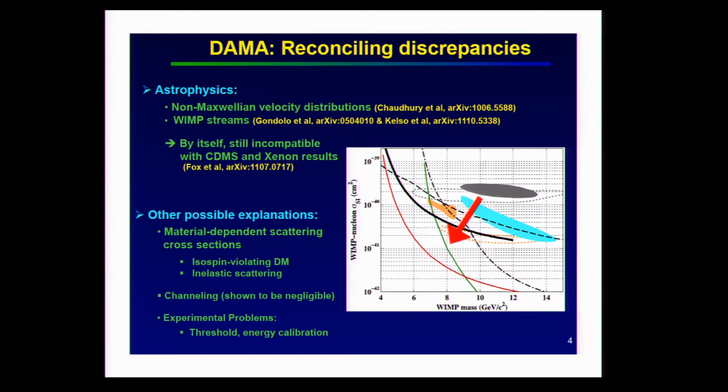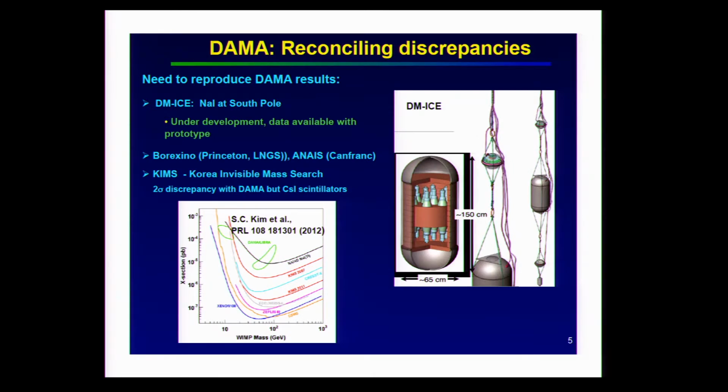Another explanation that has been discussed already is that it could be a material-dependent scattering cross-section, and that could turn off, for example, the XENON experiment. Channeling has been shown to be negligible. But I think most of the community believes that it could be something instrumental that makes this modulation. The bottom line is that we need to reproduce the DAMA result.